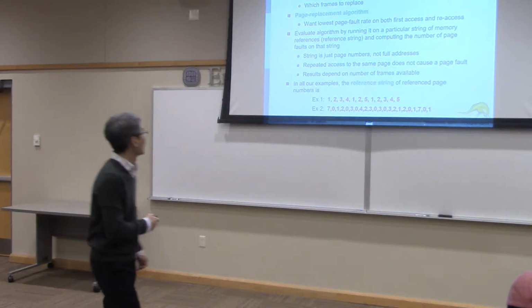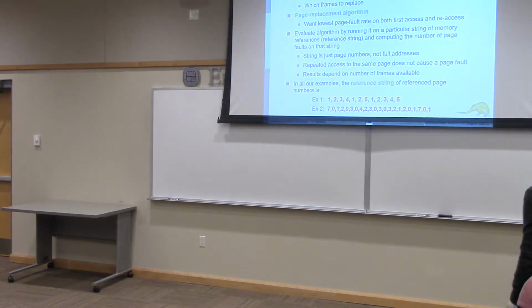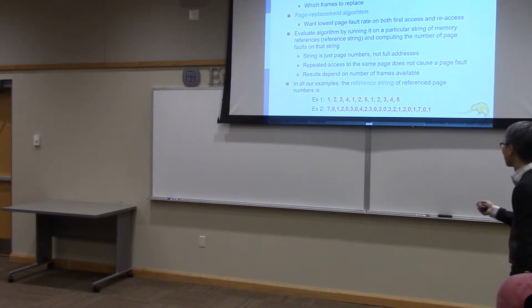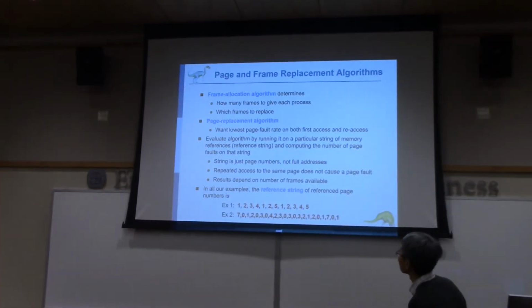So to simulate the page replacement, we are going to use two reference streams. We simplify the problem so that each page has only 1 byte of data. So this is the data in the page: 1, 2, 3, 4, and 1, 2, 5, 1, 2, 3, 4, 5, and so on. And another data, which is the reference. So this is called the reference stream.